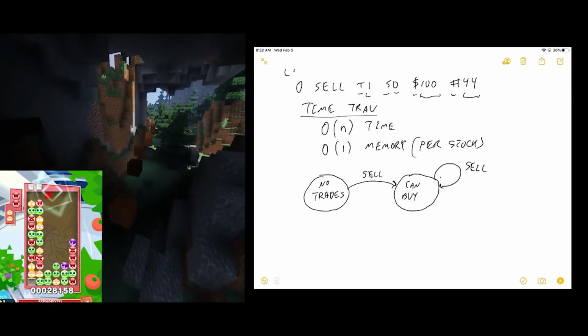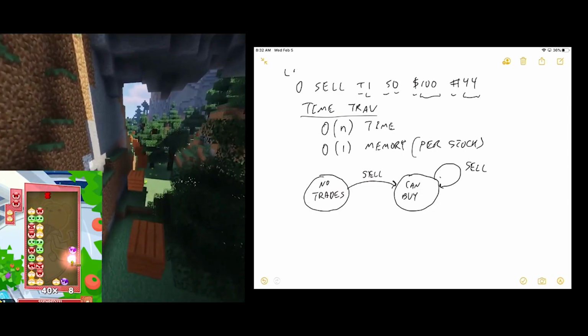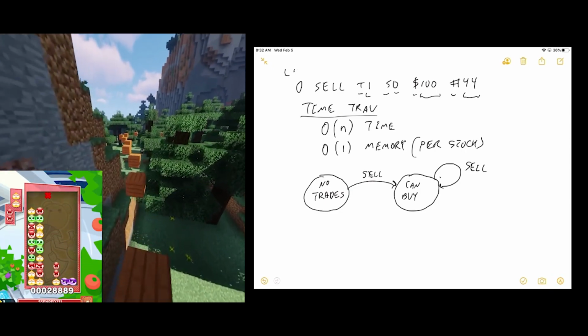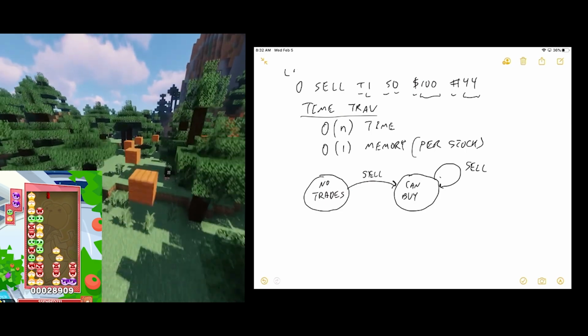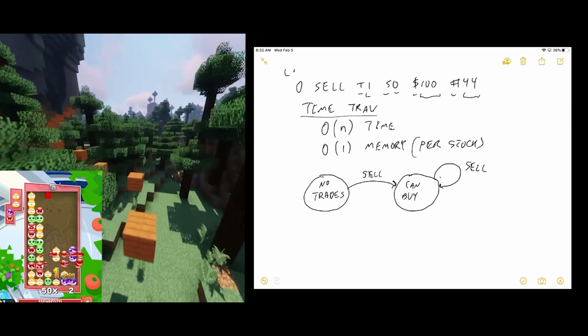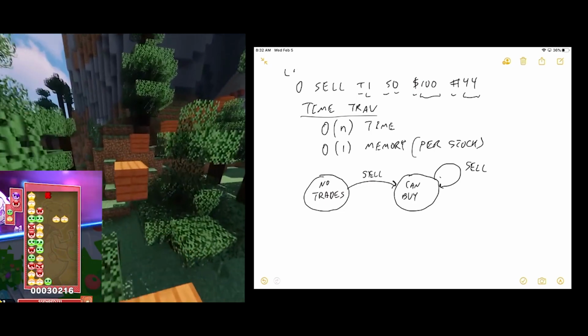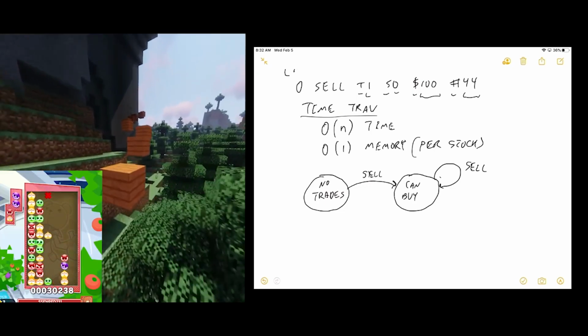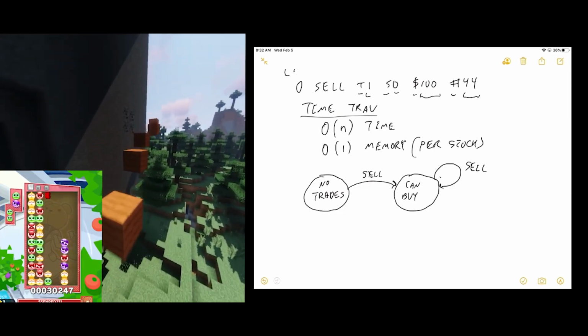Now, if the sell price is better, like the first person was selling for 50 and this one's selling for 40, I would stay in this state, but I would change the price and possibly the time that I would buy the stock. If it's a worse price or the same price, I don't change my other info. I just stay in this state.